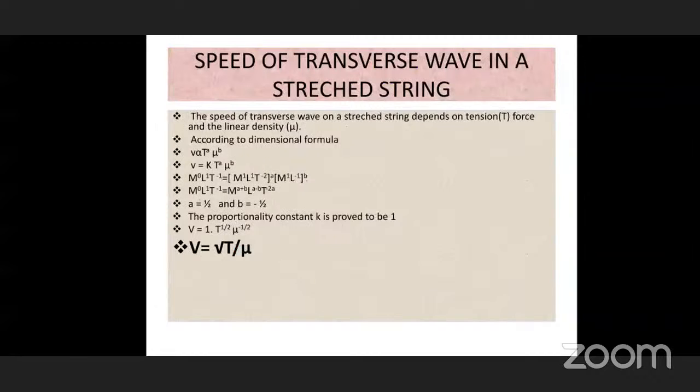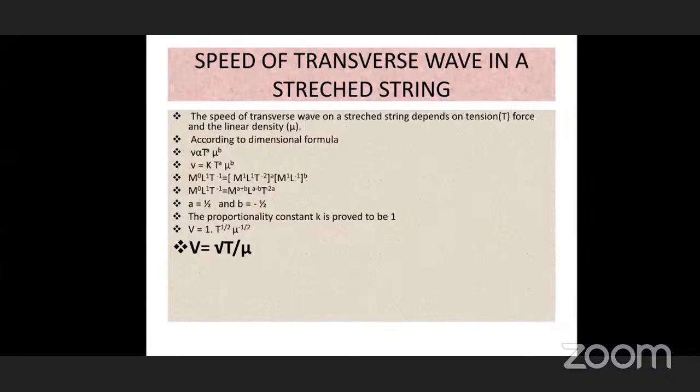Now, speed of transverse wave in a stretched string. This is the general formula for the wave equation: velocity v is equal to nu lambda, or lambda by T. This equation is a general equation. For example, here we are going to see the speed of a transverse wave in a stretched wire.